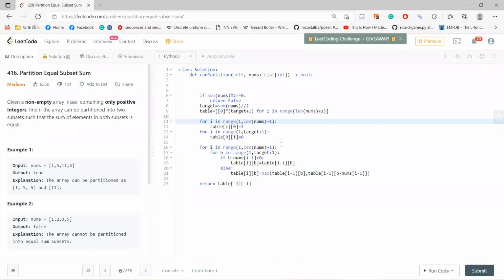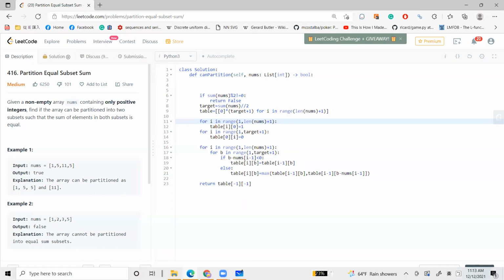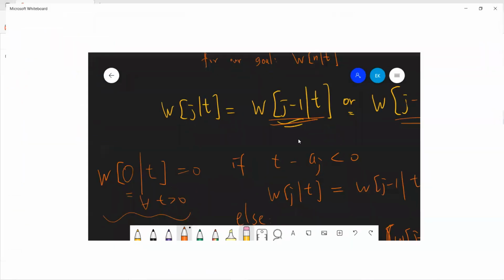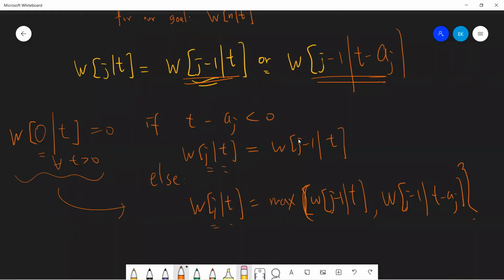Okay, so you compute the sum. If the sum is not divisible by 2, meaning it's not mod 2 equal to 0, then you return false. So the target is sum divided by 2, and then you create a table of size target plus 1 by length plus 1. Okay, so initialization: for target 0, I always initialize it to 1, and the rest are defined to be 0. And then the for loops, right? Two for loops on this j and t.